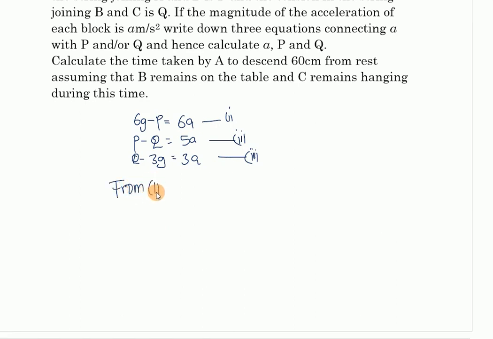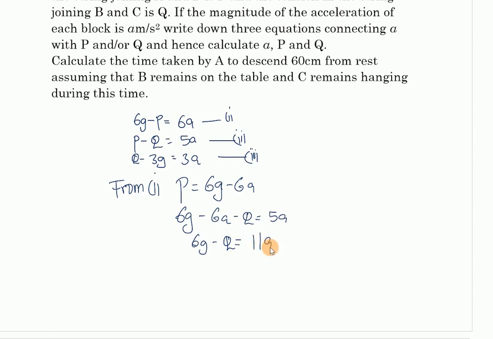From equation 1, P is equal to 6G minus 6A. Let us substitute that P in equation 2. So 6G minus 6A minus Q is equal to 5A, such that 6G minus Q is equal to 11A. Call this equation number 4.